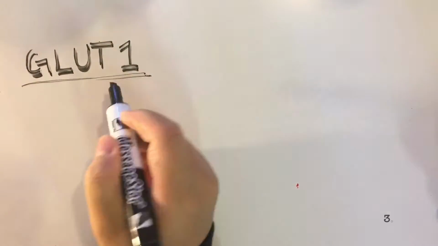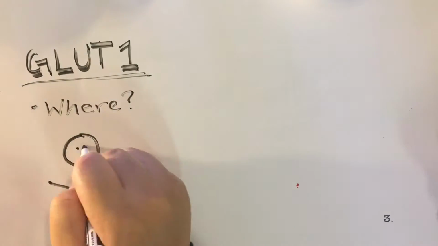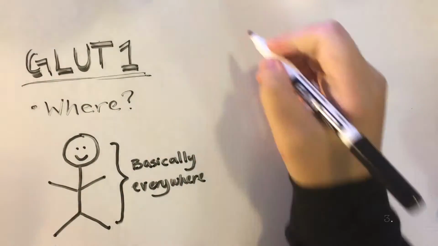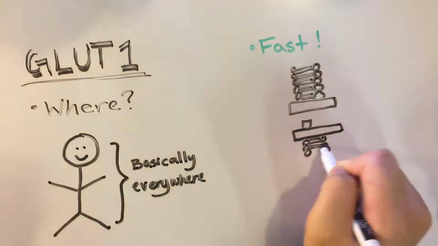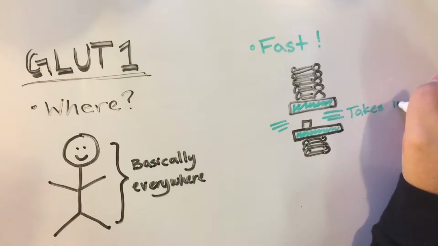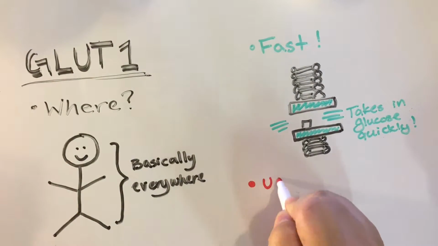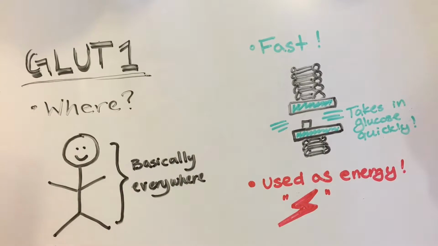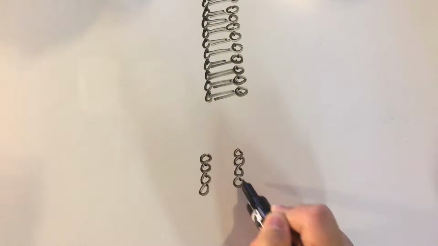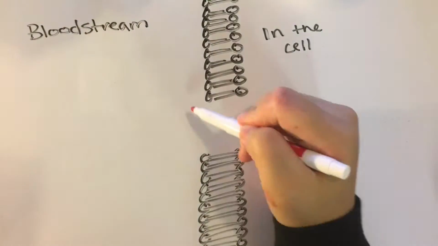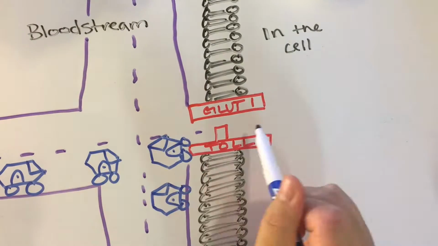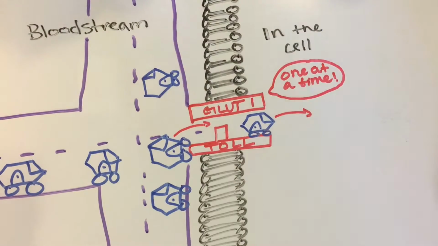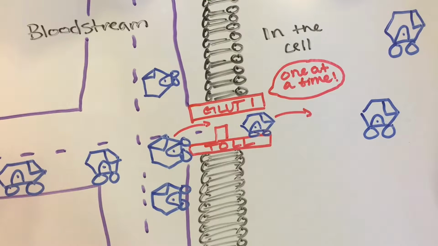Let's start the GLUTs off with GLUT1, which is found in basically every cell in the body. It's almost full at rest because it takes up glucose at a fast rate. The glucose that the GLUT1 takes in is used by the cell as energy, and it is not stored. So, GLUT1 would be the tunnel into the cell that exists in almost every cell. It'll have a little toll booth, just like all the other GLUTs, because it's going to let in only one glucose truck into the cell at a time.